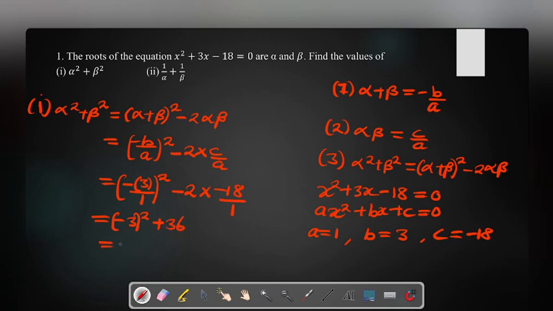Now negative 3 to the power 2 gives us positive 9. Then plus 36 gives us 45. When you add 9 plus 36, it should give you 45. So this becomes the answer for our first part.